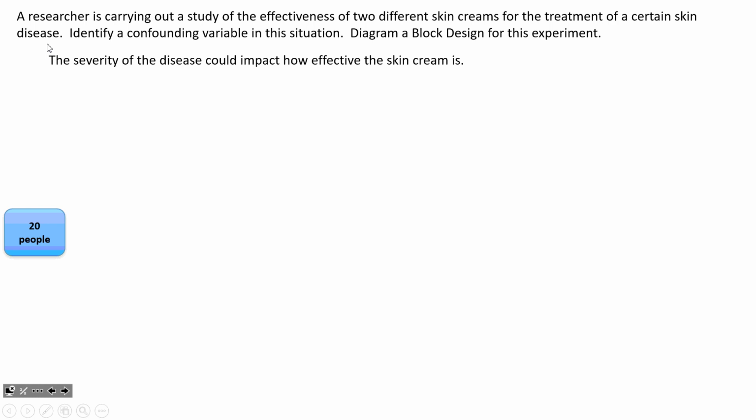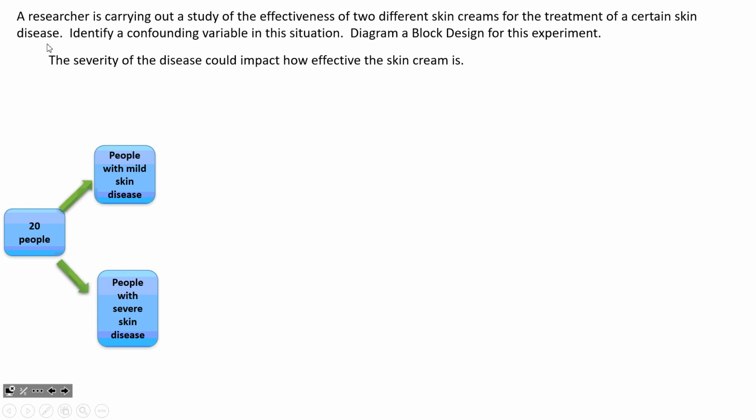So I take my 20 people and I divide them into, it could be 2 groups, it could be 3 groups, whatever. So I decided to stick with 2: people with mild skin disease and then people with severe skin disease. And I don't know how many people, maybe I have 15 people in this group and only 5 in this group. It doesn't matter. And again, I'm not randomly dividing them into groups. I'm being very clear and specific about how I'm dividing them.